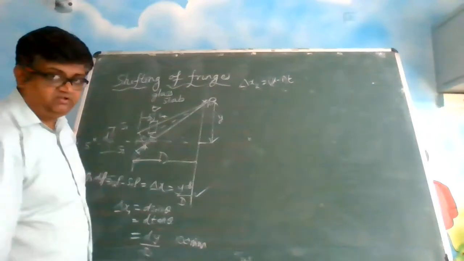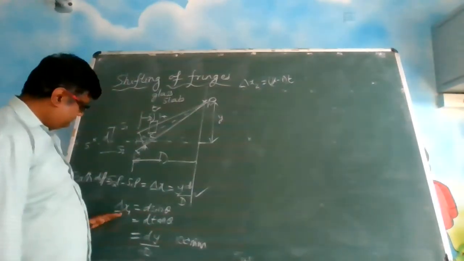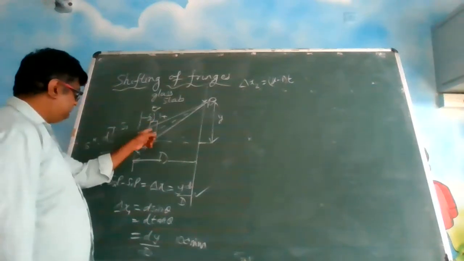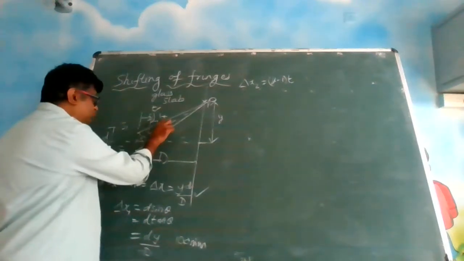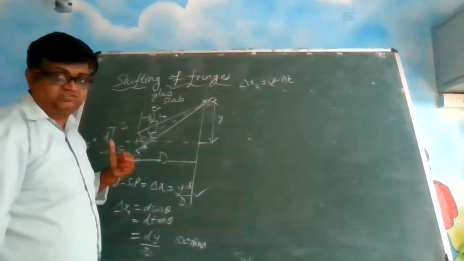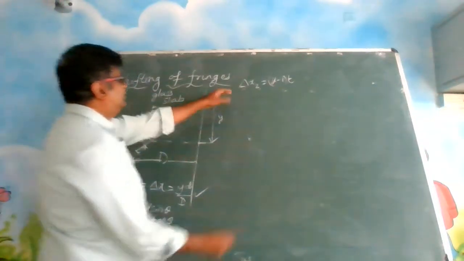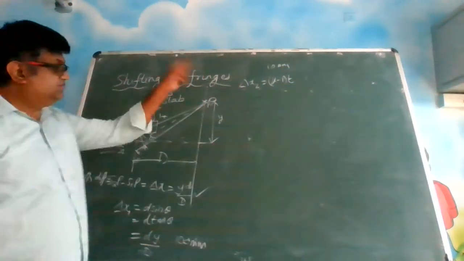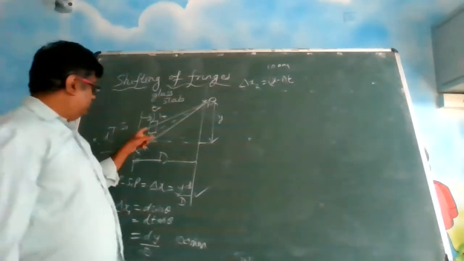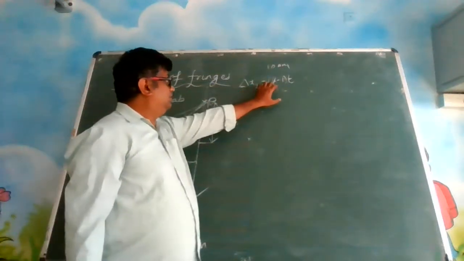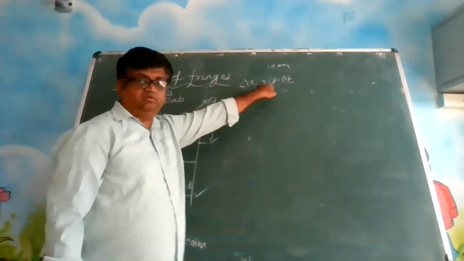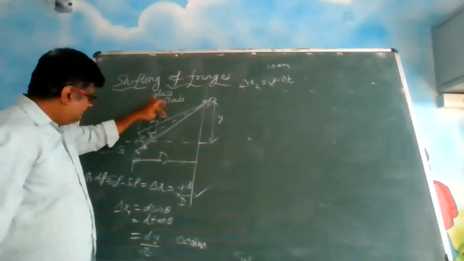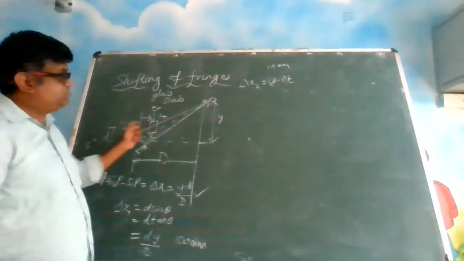Look at the derivation I have done in the previous class. If the glass slab was not there, this would have been the path difference. But because the glass slab is there, this ray has to travel delta x more distance. So what is the path difference? Suppose this is 10 mm, then what is the net path difference? 100 minus 10. If this was not there, the path difference would have been 100. Because it is there, this ray has to travel more distance. How much? This much.